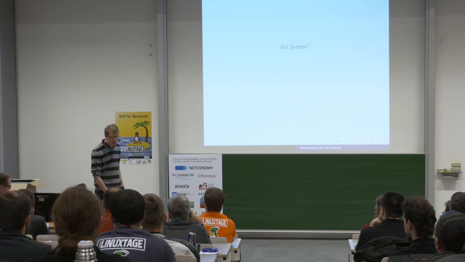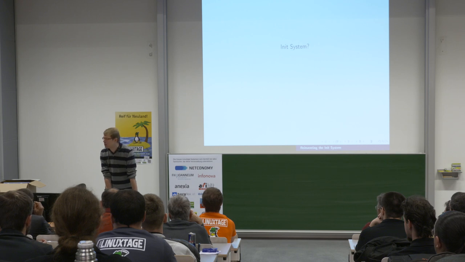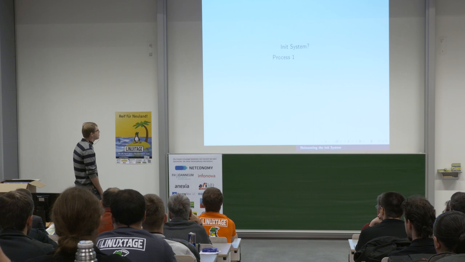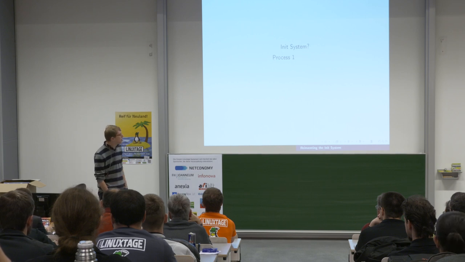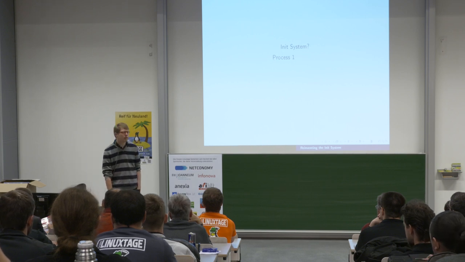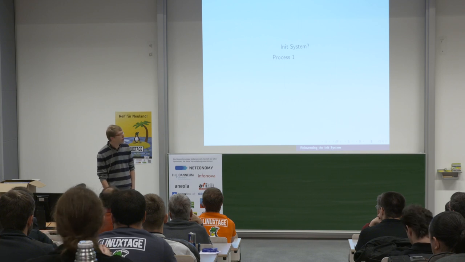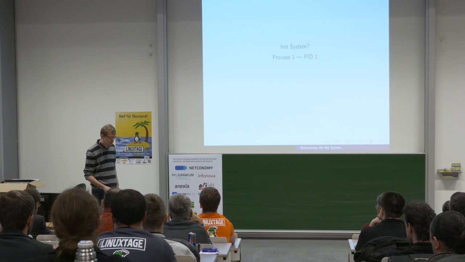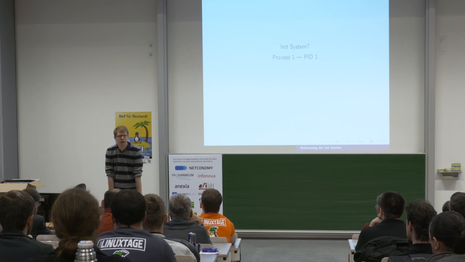So, if we reinvent the init system, the question, of course, is what is actually an init system? And the init system is process number one on most Unix and Linux, all Unix and Linux systems. Process number one, the one is an ID, like this is how Unix works, it assigns numeric IDs to every single process that runs in the system. A process is basically a program that's running.